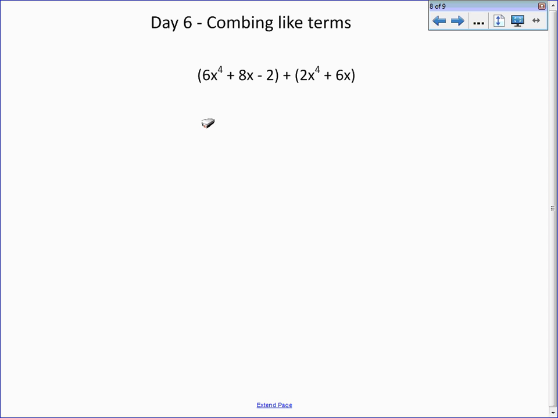Again, good luck with this one. Try your best. Bring it into class tomorrow and we can see how you did. I hope that helps with the basics of combining like terms. Good luck.